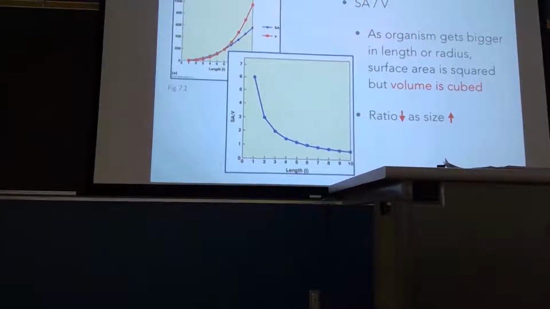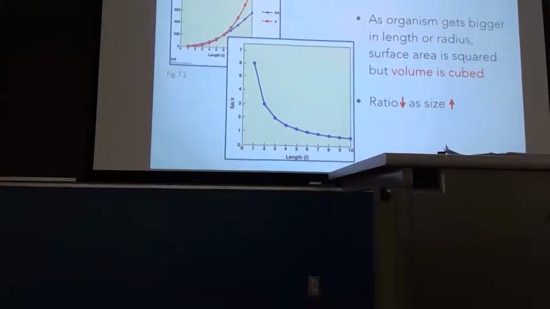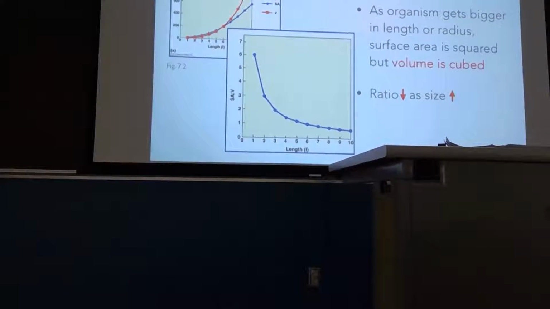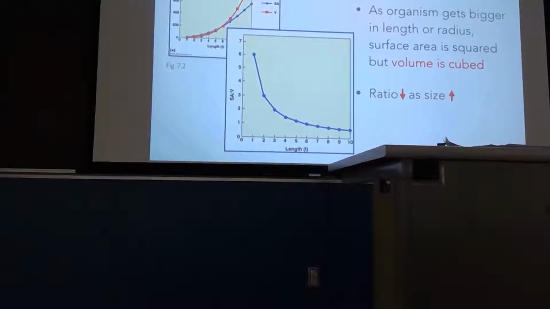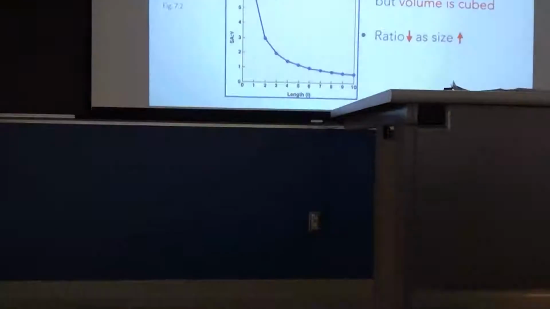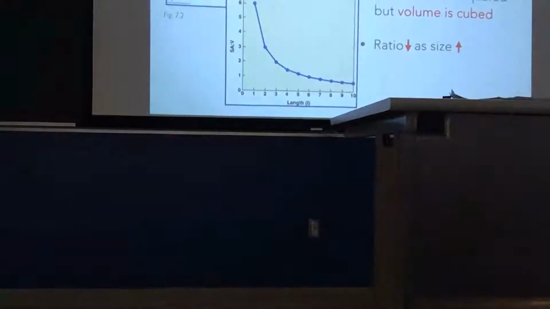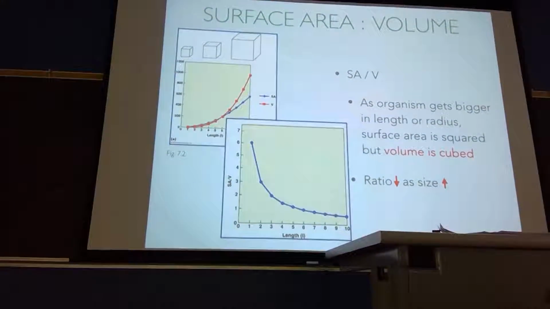As the organism gets bigger in volume, its surface area increases by a squaring factor, right? We take the surface area of a square or a cube, we're squaring. But the volume of that same organism increases by a factor of a cubic ratio, okay?